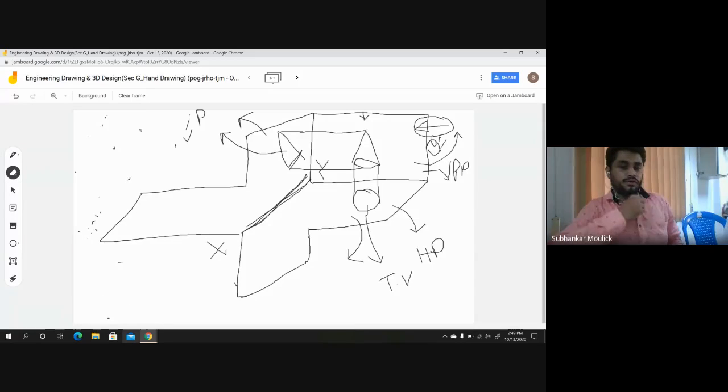Fine. So now the same problem, if I solve in third angle projection method, can anyone tell me where will be my object, or where is the position of the object? If I solve the same problem in third angle projection method, tell me where the object will be located.